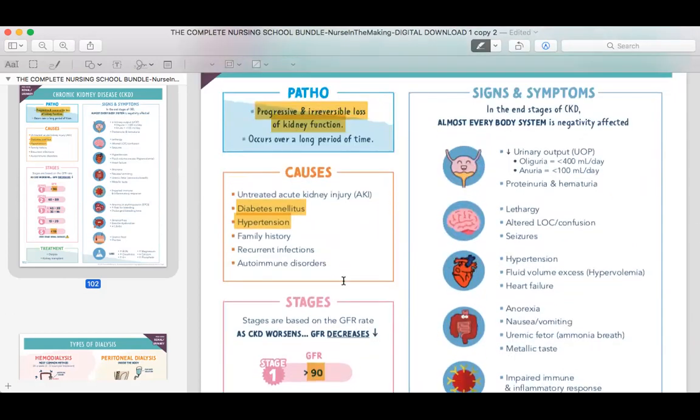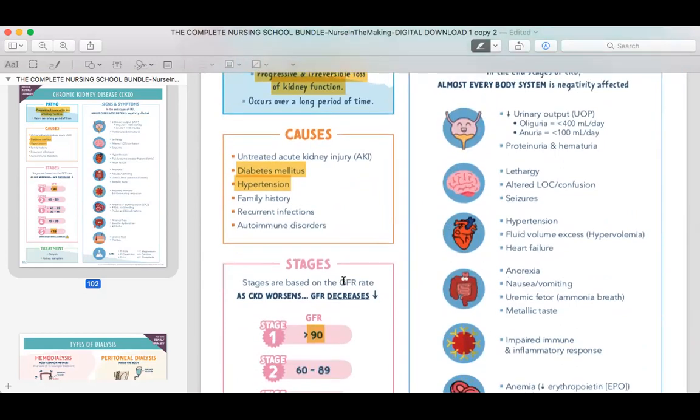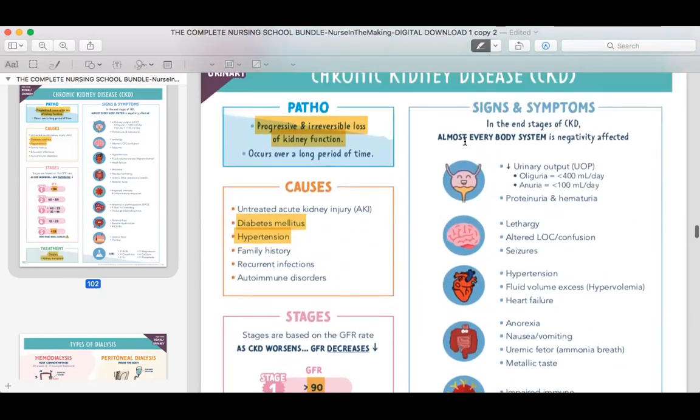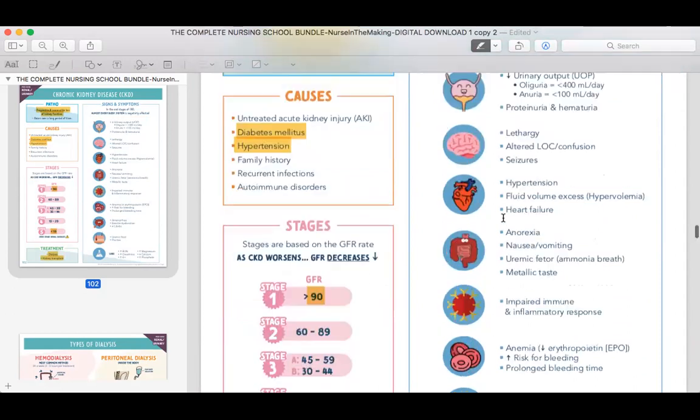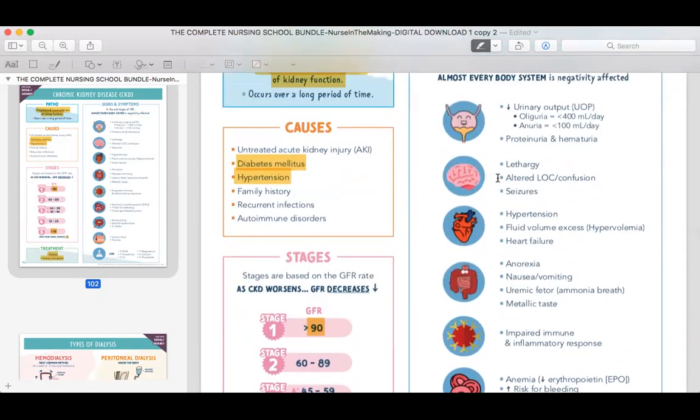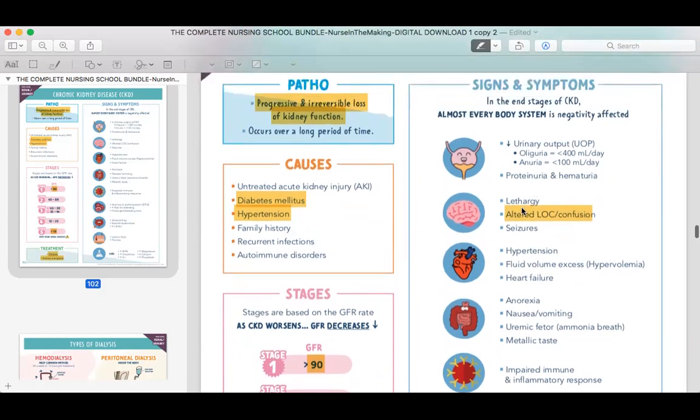And every body system is affected if your kidneys aren't functioning, right? You do get LOC changes, confusion, especially, side note, patients that have UTIs. There's this thing where they get delirium, and it'll show up on ATI sometimes.